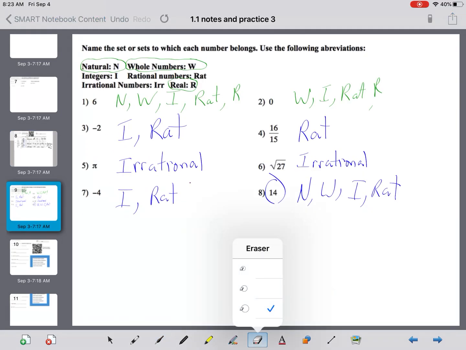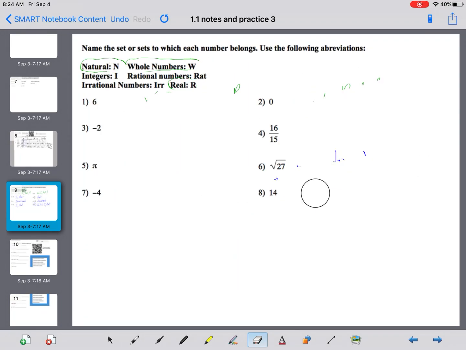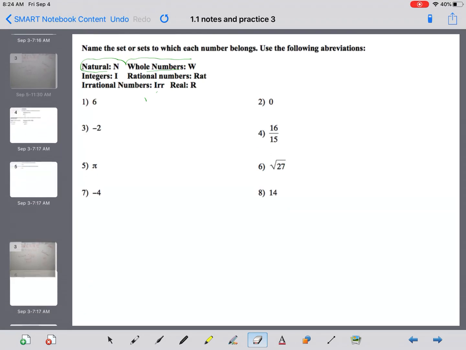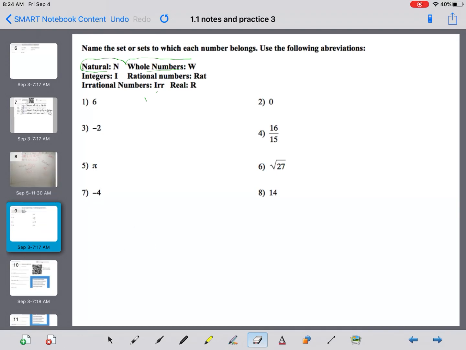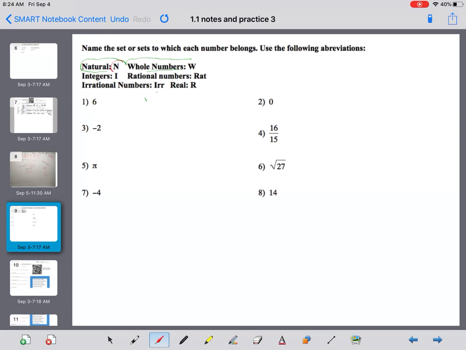All right. Now we're going to, forgot to erase this. Don't look. Let's explain. Yes, you can go back and rewind and copy that down, but I'm going to drag this slide right here and move it down here so we can reference back and forth quickly. So it says, name the set or sets to which each number belongs. Use the following abbreviations. Natural numbers are N, whole numbers are W, integers are I, rational numbers are RAT, irrational numbers are IRR, and real numbers are R.